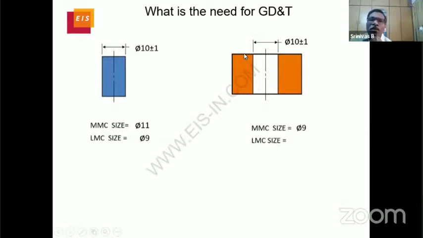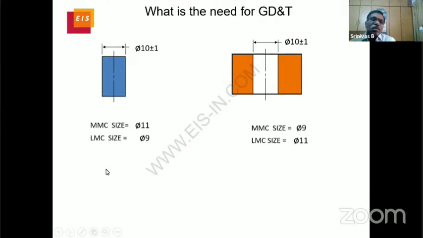The material available in the plate is very little. Understand? Therefore, the LMC size is 11 mm. Hope you understand what MMC size is and what LMC size is.